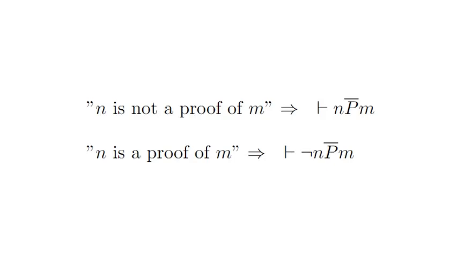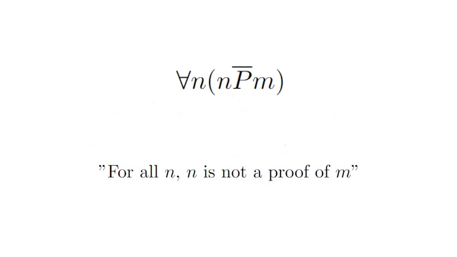Next, we will put a quantifier on the variable n. We're going to get: for all n, P bar m. For all n, n is not a proof of m. Or said another way, there is no proof of m. Then we need to get this formula inside itself, replacing m.